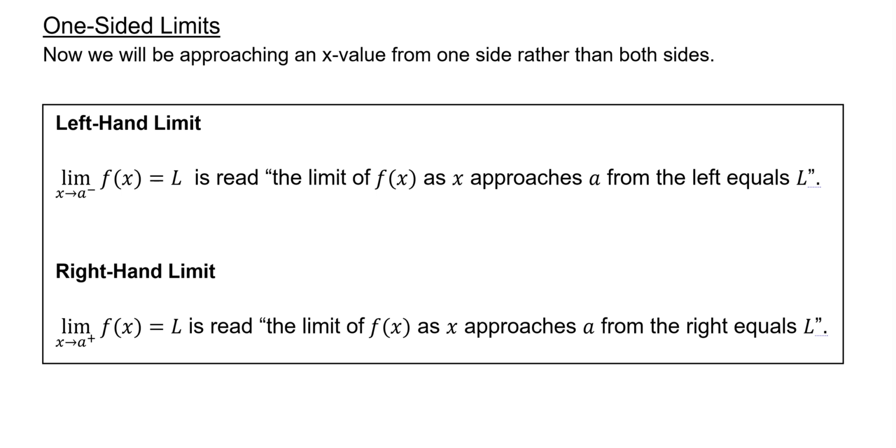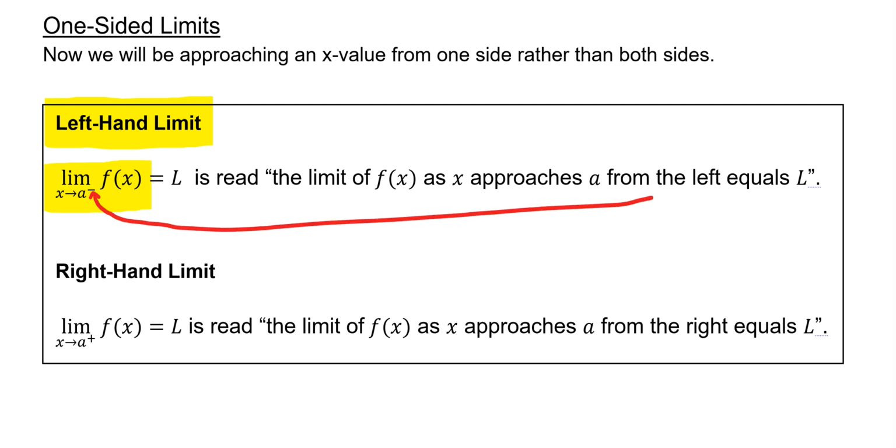This is something that we've talked about already. We just really haven't called them one-sided limits or seen the notation. Now we're going to be approaching an x value, a limit as x approaches some value, from the left side and from the right side separately. The notation for a left-handed limit is going to be this right here: the limit as x approaches a, with this little negative superscript. That negative superscript means from the left. So you would read that as the limit as x approaches a from the left.